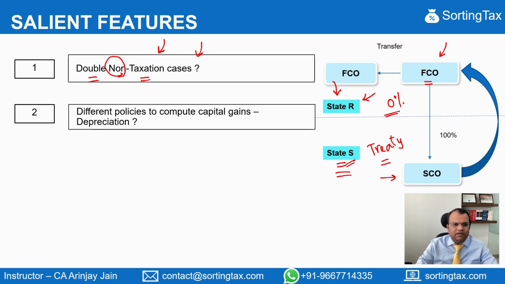There may be different policies to compute capital gains, and one of these could be depreciation. So let's say there is a capital asset, a building, which is used by a company in the state of source. It bought it for $100 and over the years claimed depreciation on it to the extent of $50. Now, when this property is sold, let's say for $80, the capital gain that may arise in the state of source will be 80 minus 50, 30.